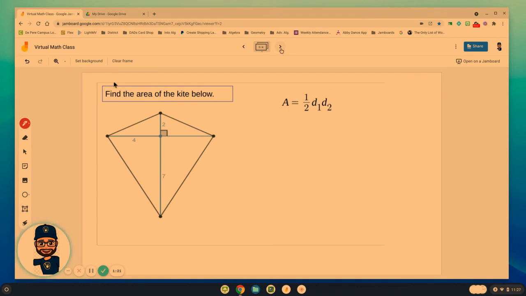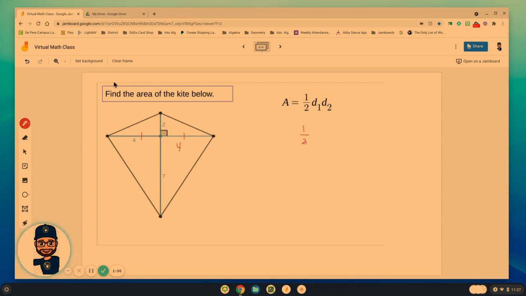Now the trick here is that we have to remember the property of kites. Notice we've got this section labeled 2, and then this one down to the bottom is 7, but this section over here is only labeled 4. Well, the property of a kite was that this long diagonal bisected the other line. So this segment and that segment are congruent, meaning this one is also 4. That's a property that you will have to remember from our kites.